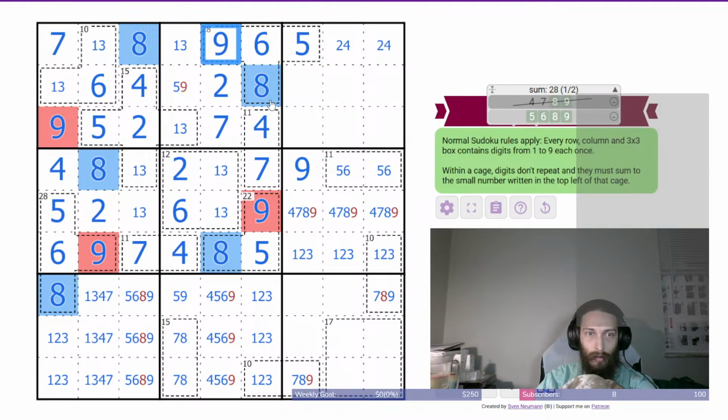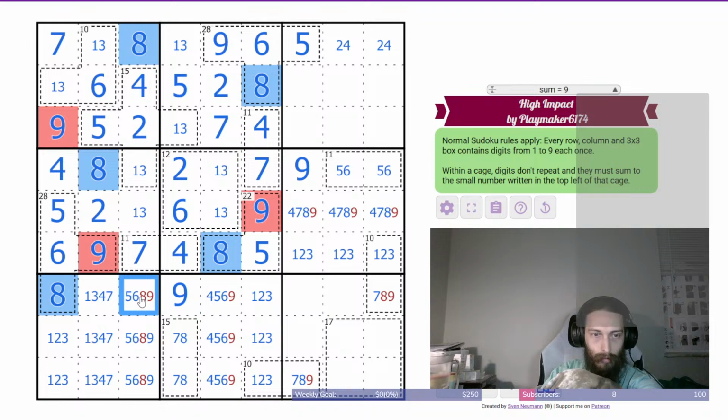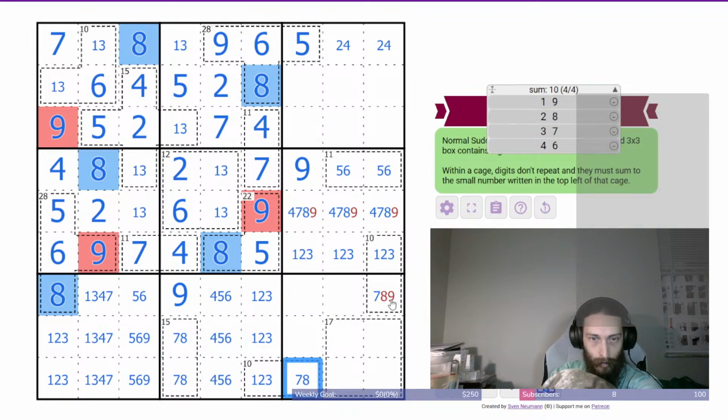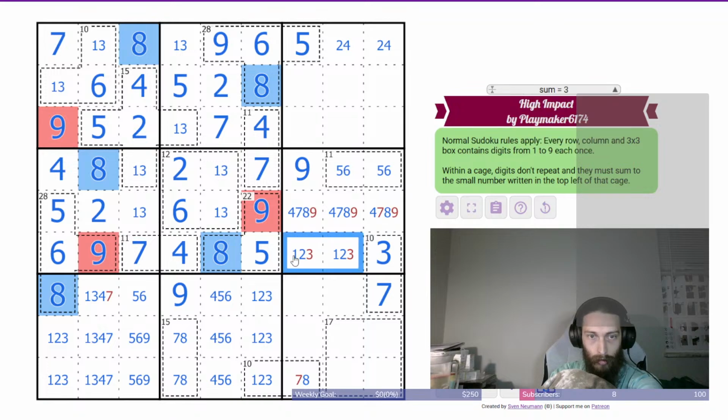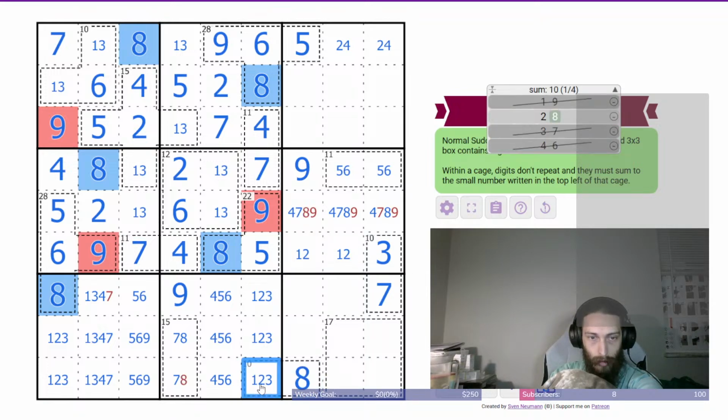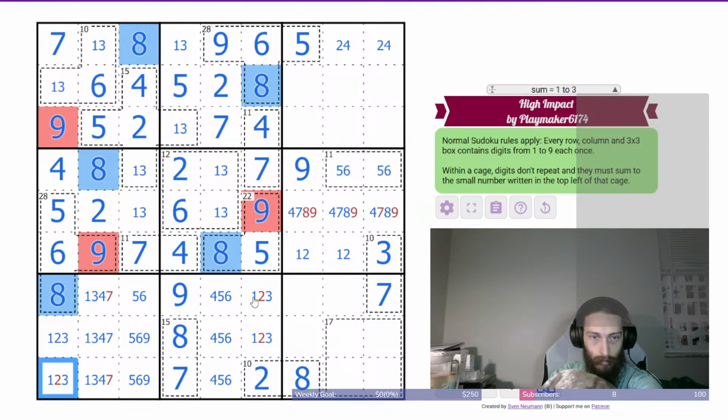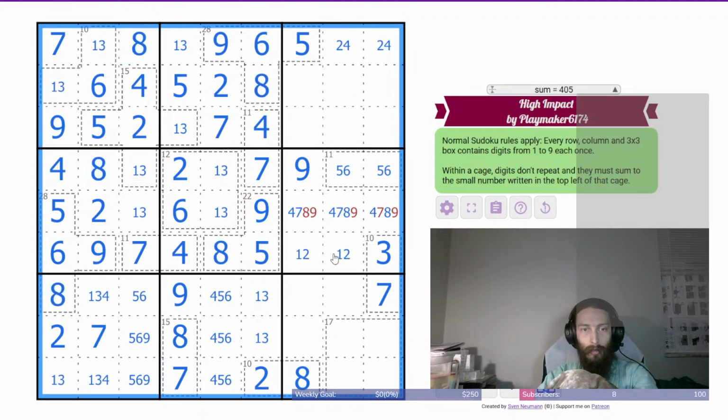5. That's a 9. 5. 9. Not 9. 7. 3. 3. So 8. 2. 7. 8. 7. 2. 3. 4. Which means that's a 7. 2. I don't need coloring anymore.